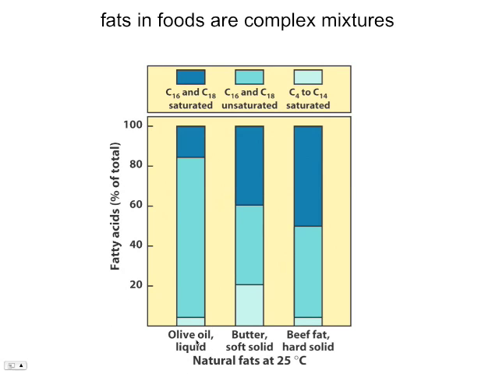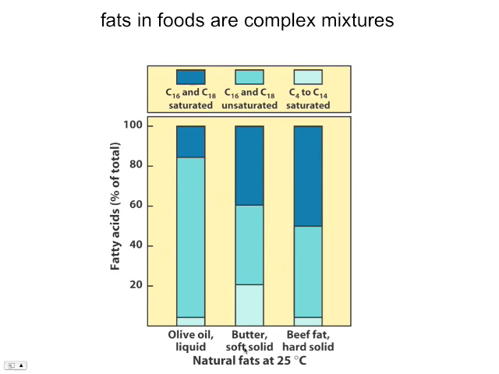There's a liquid, olive oil; butter, a soft solid at room temperature; and beef fat, considered a hard solid. So we're looking at these three and the relative composition of saturated lipids, dark blue, and unsaturated lipids, very light blue, making up those. And so what we see is in the liquid, we're mostly unsaturated. Let's say 70% unsaturated lipids composing that mixture.